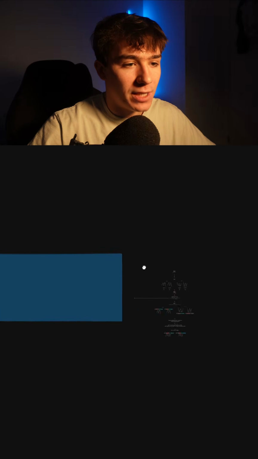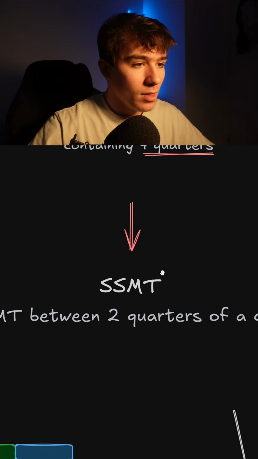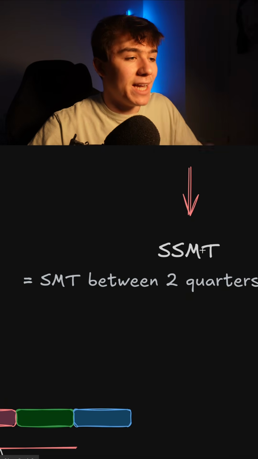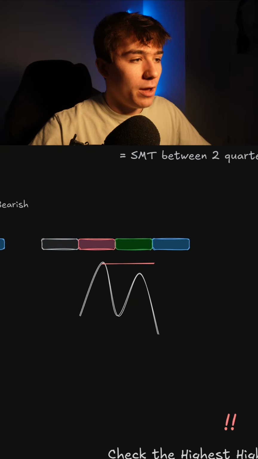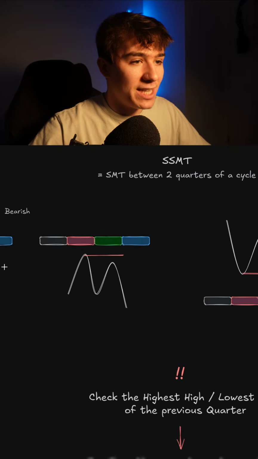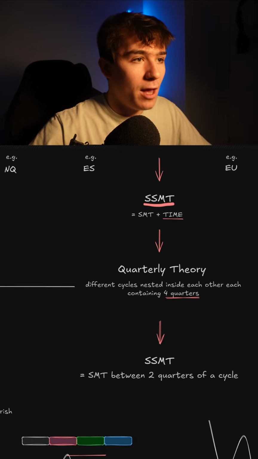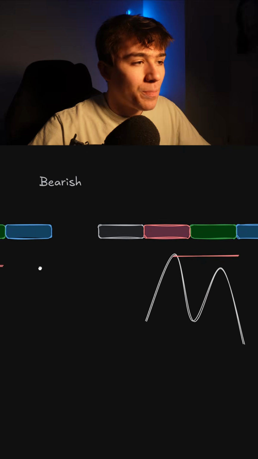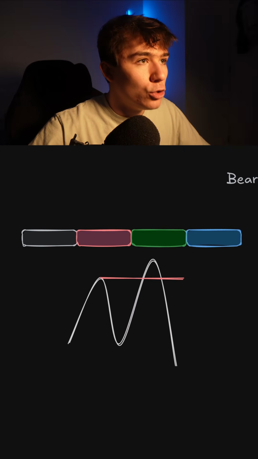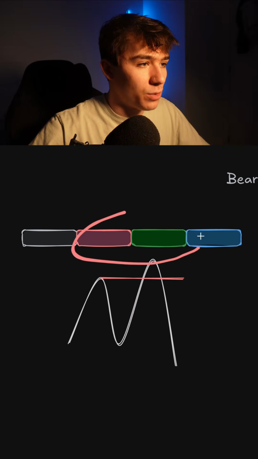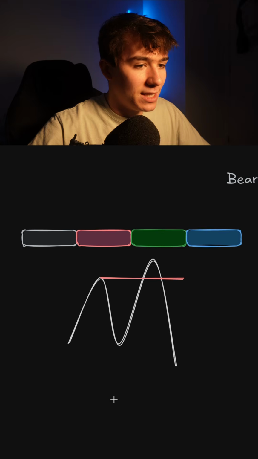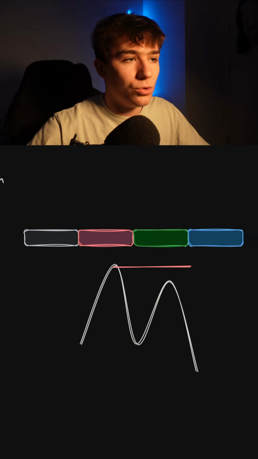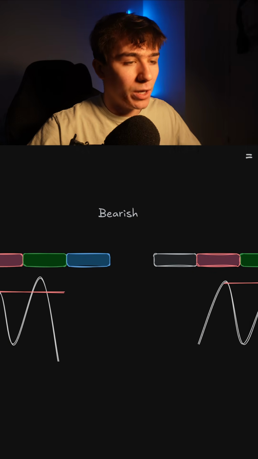Okay, so if we understand this and we go back, we now know that SSMT is SMT between 2 quarters of a cycle. So how does this look? Well, here, for example, we have the same example as normal SMT, but now we just need to make sure that it happens between 2 quarters like this, right? So this is the high of this previous quarter, this is the high of this current quarter, and we take it out on one asset, and on another correlated asset, we don't do this. So this is sequential SMT.